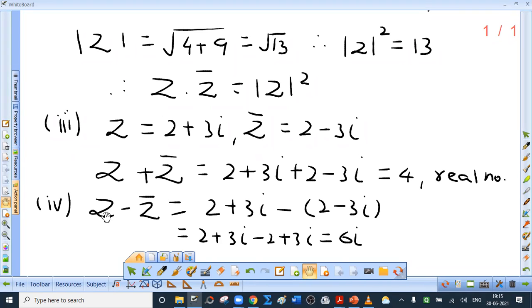Note that if I take z as say 11, is 11 a complex number? Yes, it is. What is the conjugate of 11? 11. What is the difference? 0. Is 0 purely imaginary? No. So don't say that z minus z bar is purely imaginary.